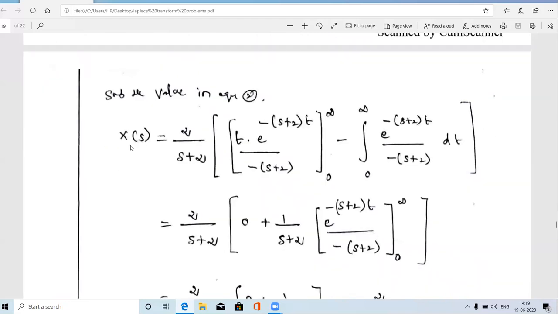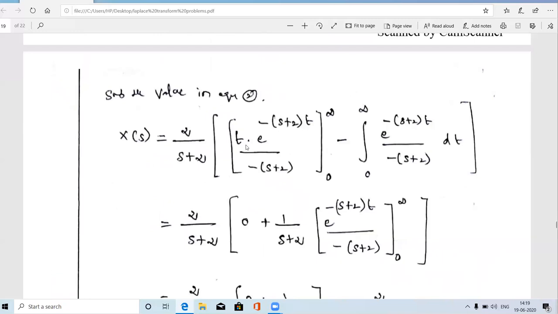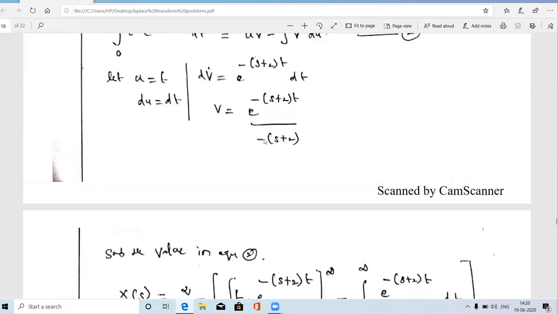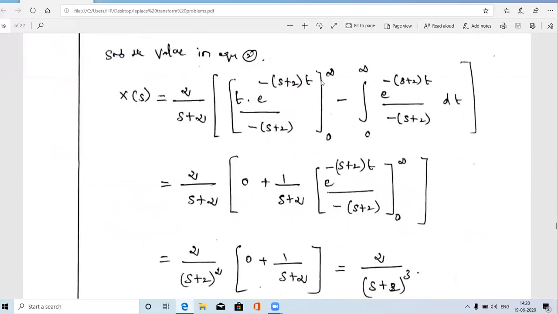So from that, X of s is equal to 2 divided by s plus 2 times uv. What is u? u is t, and dv is this one, with the limit 0 to infinity, minus the integration of v du. So v is this and du is dt. Again, if you substitute the upper limit and lower limit, the answer for this one is 0, since t is multiplied with this term, so this part is 0.